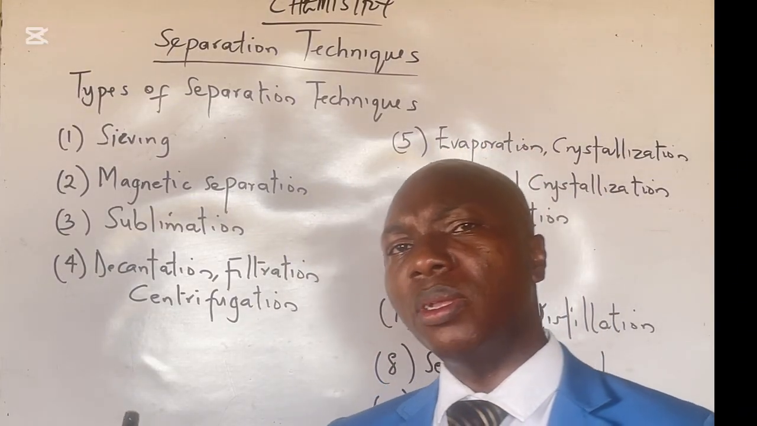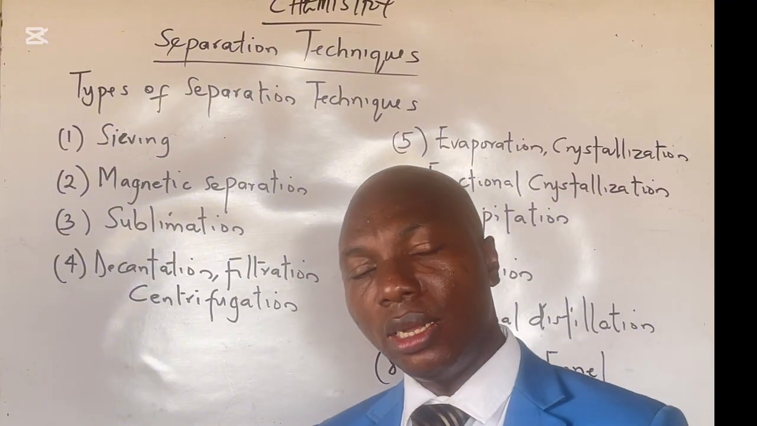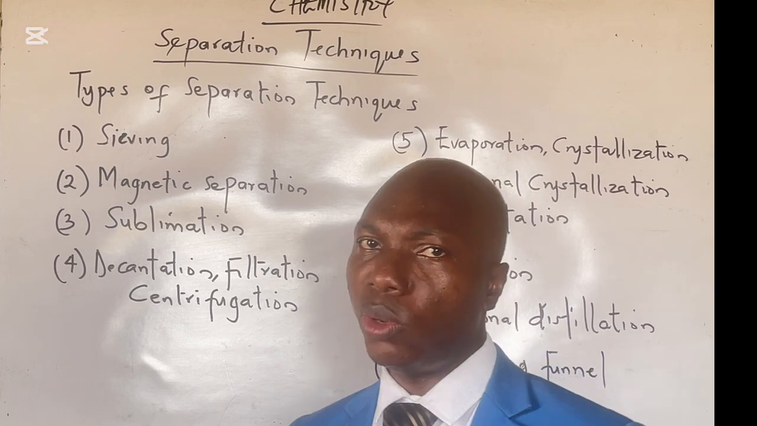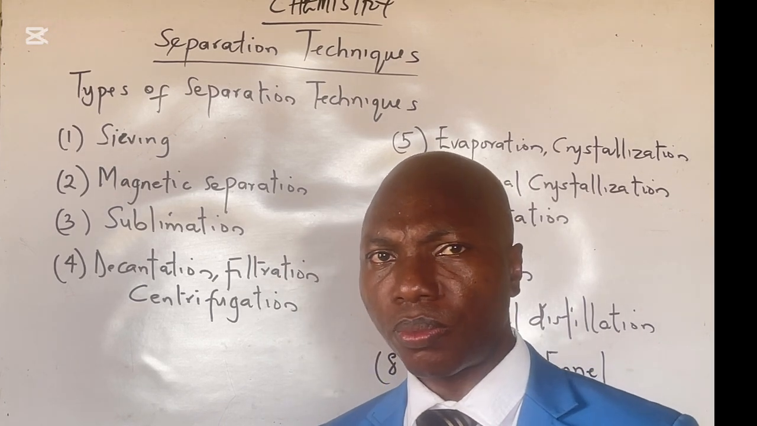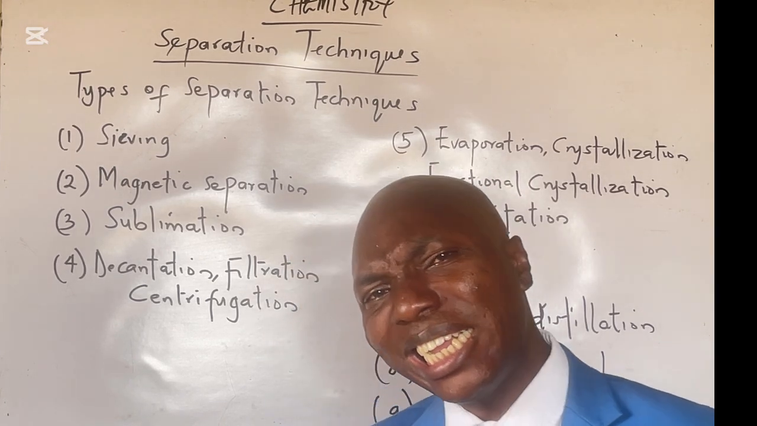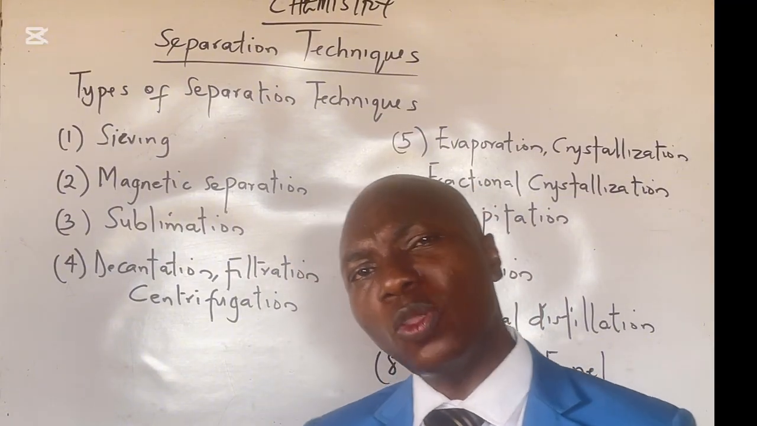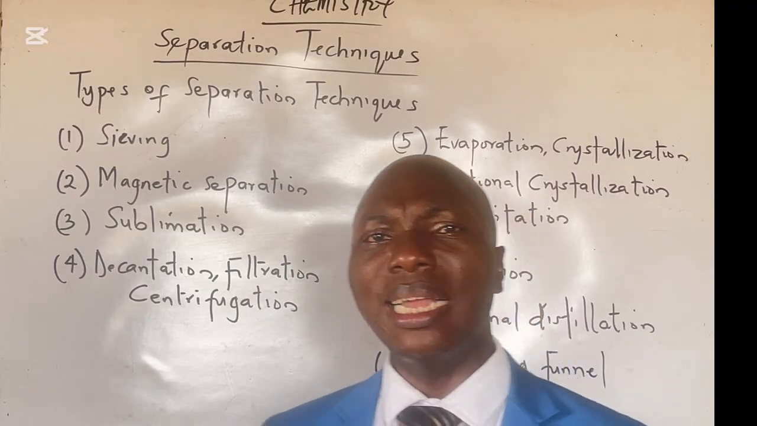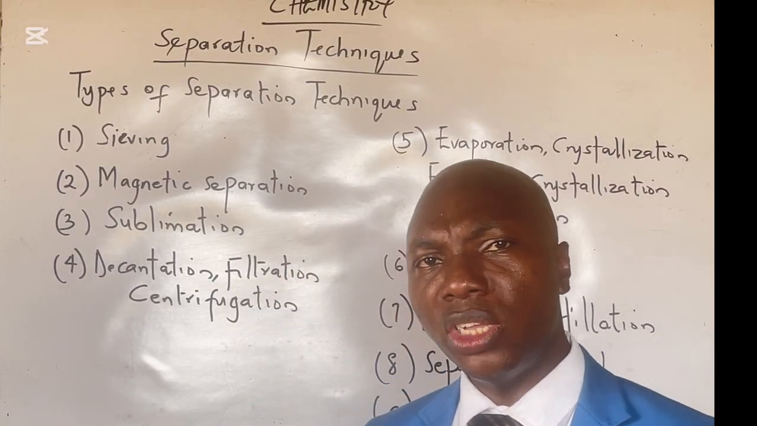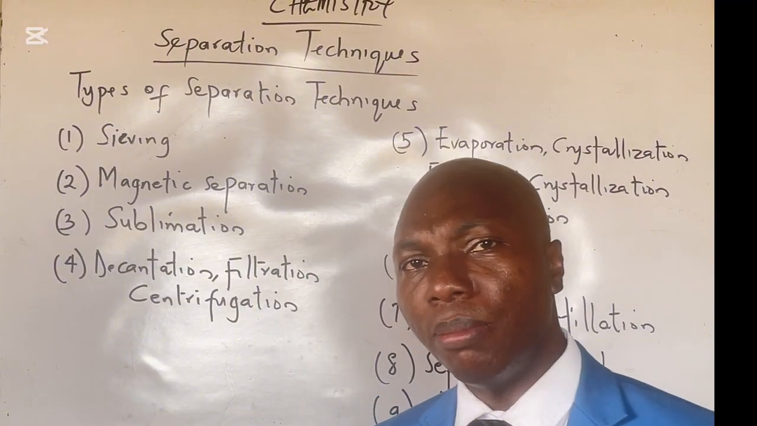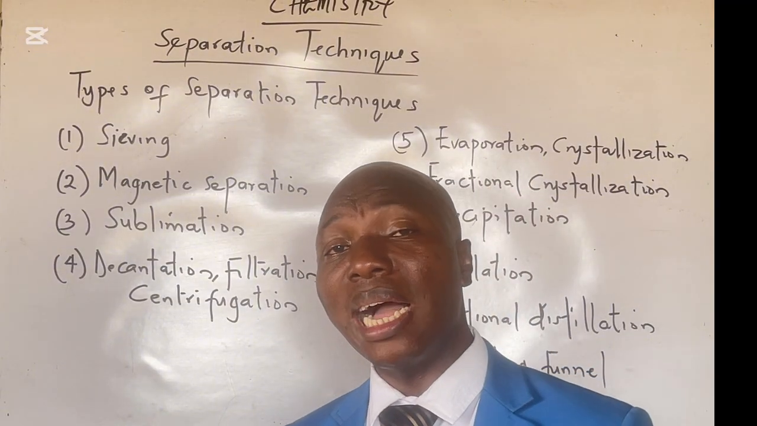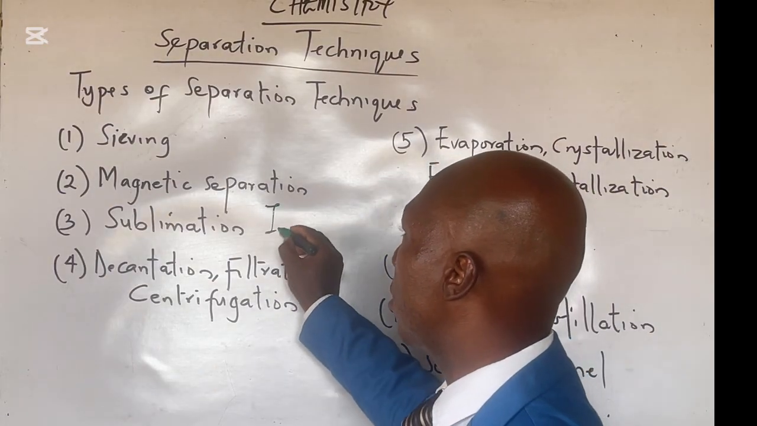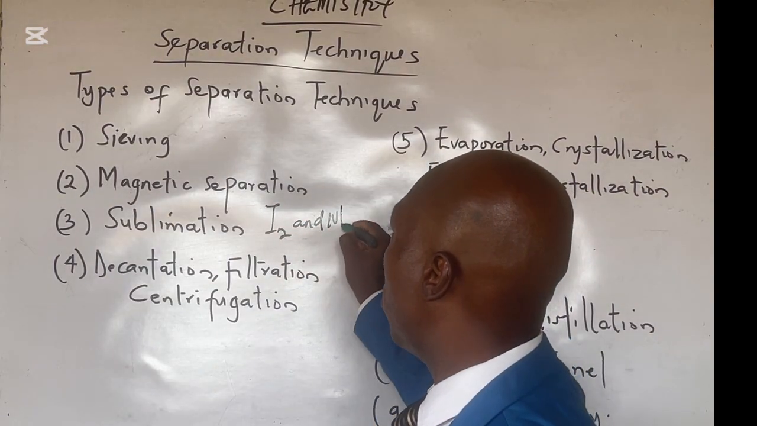We have change of state. We have the solid, liquid, and gas. There are substances that change from solid to liquid. We call that melting. But we have substances that can change directly from solid to gas without passing through the liquid phase. Substances like iodine and ammonium chloride fall into this category. And how do you separate them? Substances that can sublime easily on heating are iodine and ammonium chloride.